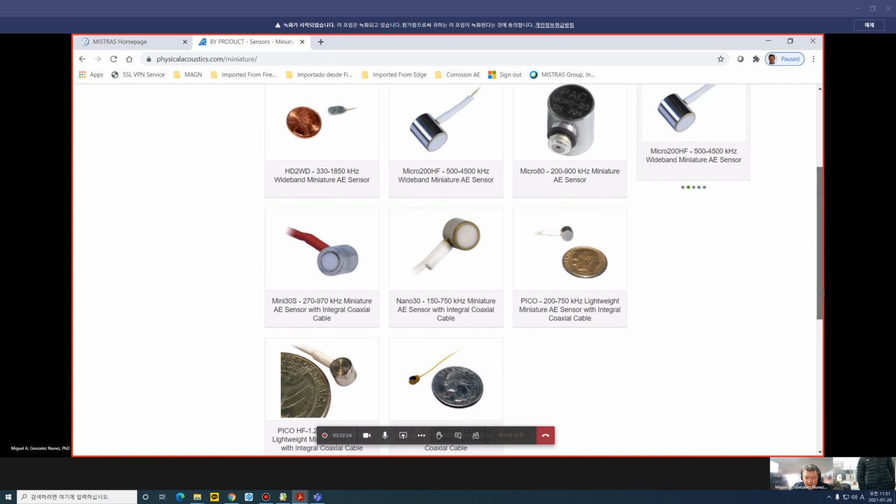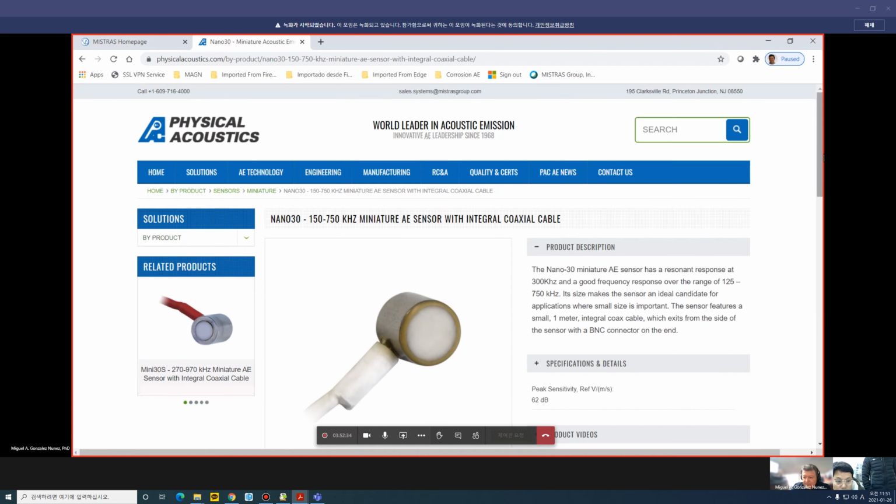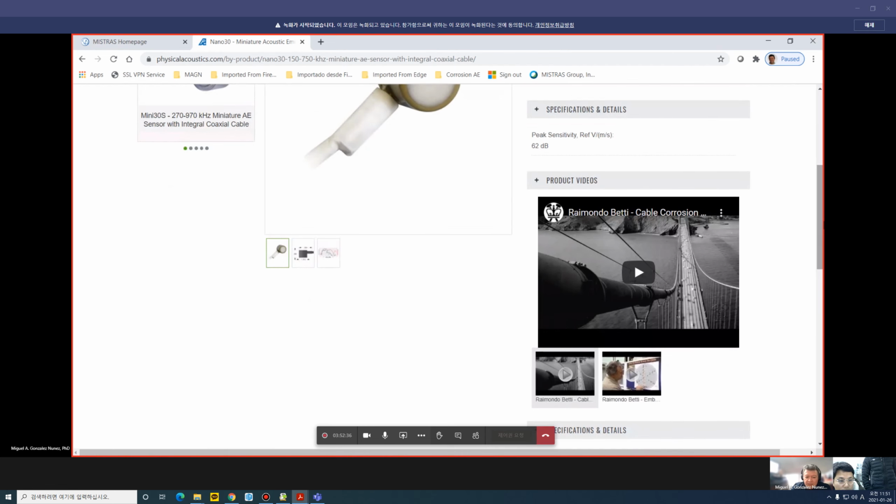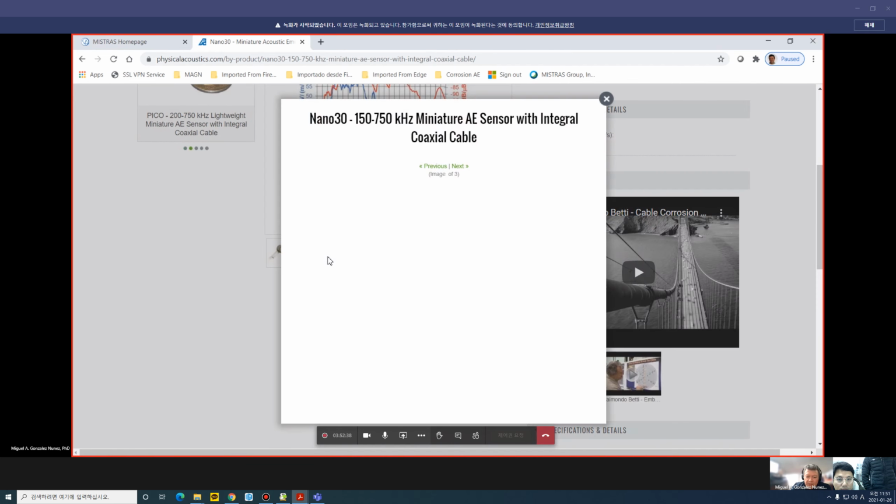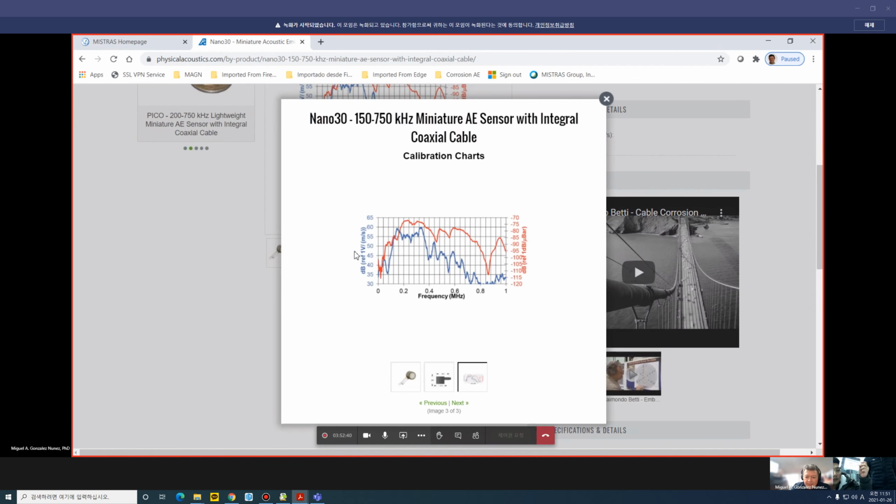You have the micro 30 or the nano 30? Nano 30. Nano 30? Yeah. So it's this one. And you should have something like this. Yeah, this paper. That's the calibration sheet. Yeah, this is the calibration sheet, right?